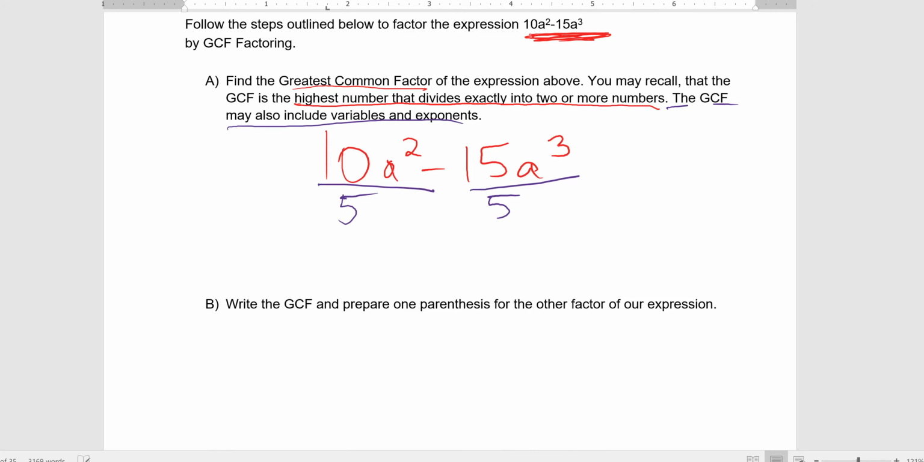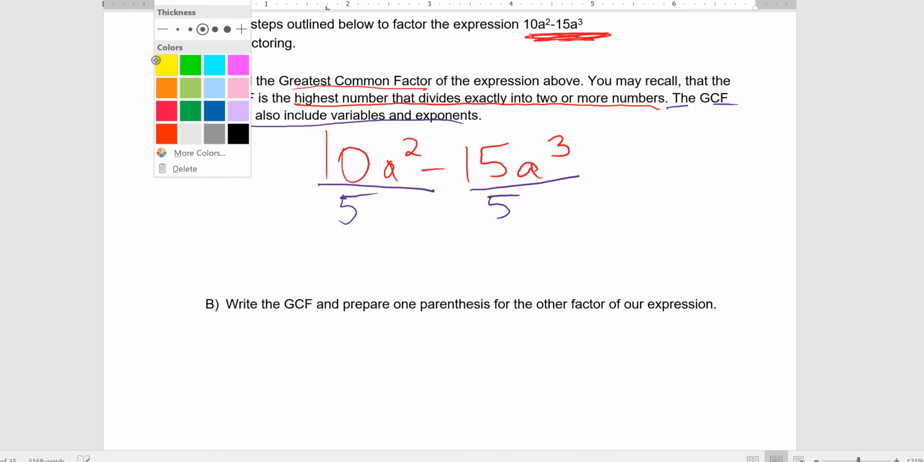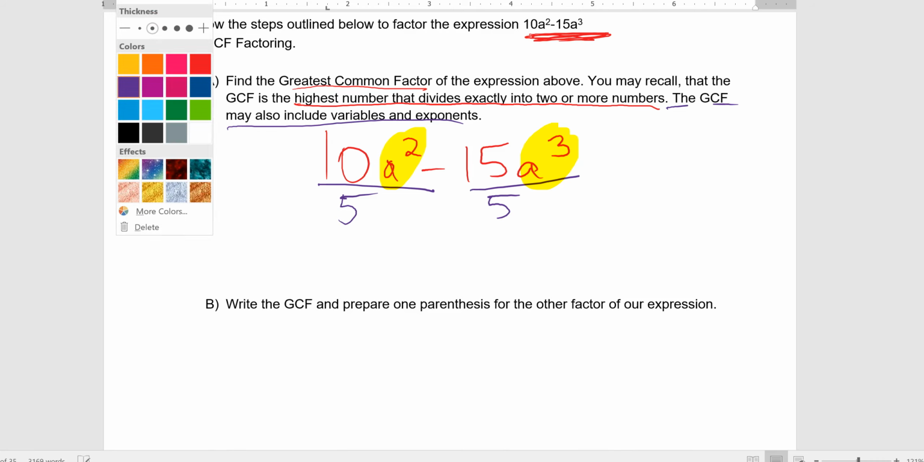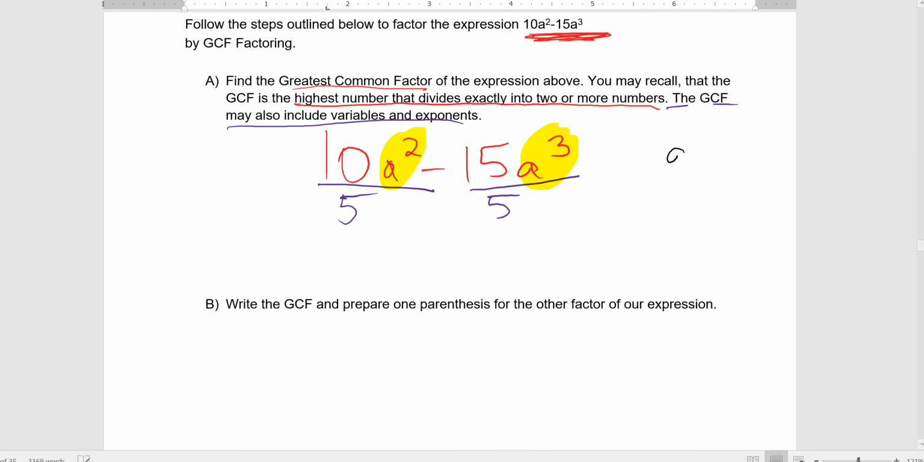We should notice that both of these terms have a in it, a to the second and a to the third. Now, let's think about what that means. A to the second means that we have a times itself twice. A to the third means we have a times itself 3 times. So both of these expressions have at least 2 of them to divide out. Therefore, we can include a to the second as part of our greatest common factor.